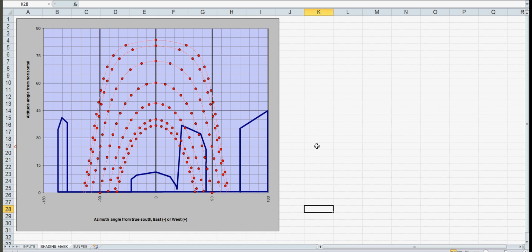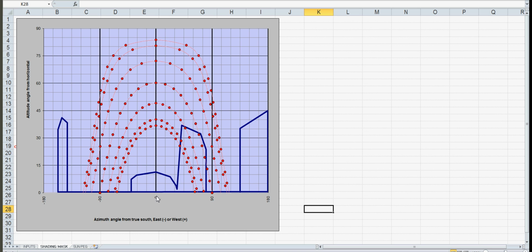Hello, this is to introduce the spreadsheet tutorial called Sunpeg. You're looking at a Cartesian projection of the sky dome. So it's like a flattened map of the sphere of the Earth. This is a flattened projection, a vertical projection of the sun path.